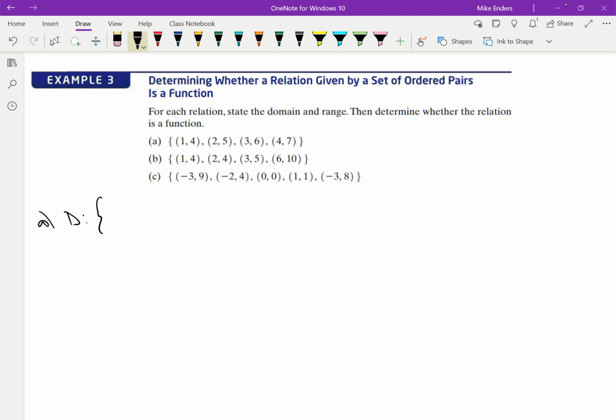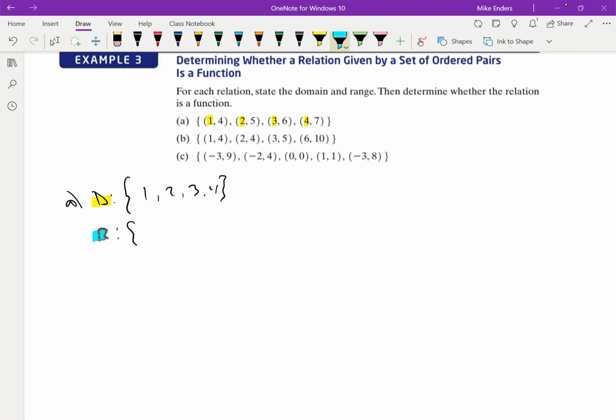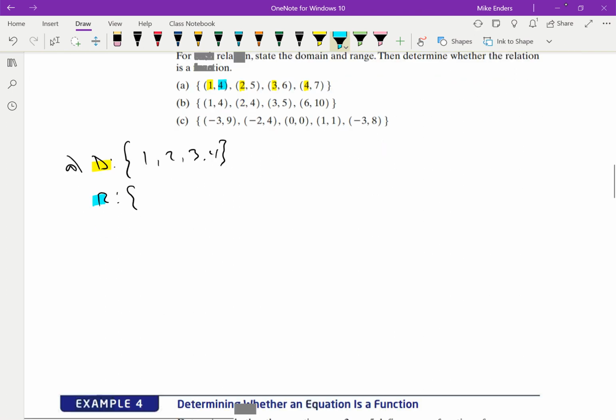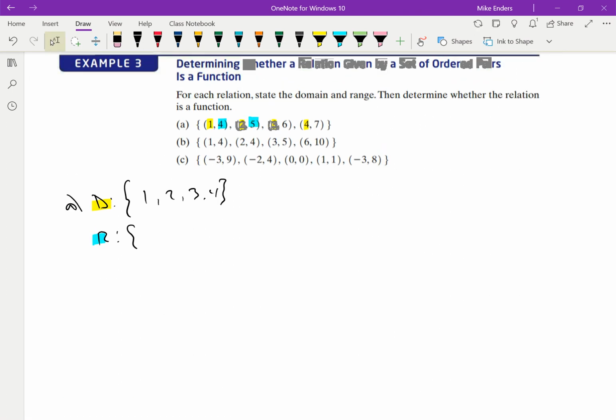So my domain are all my x values. All my x values in this first item are 1, 2, 3, and 4. Okay, so that was everything in my domain. And in my range then, those are going to be all of my y values. I got 4, 5, oops, my board's moving a little bit here, 4, 5, 6, and 7. So I can go ahead and write those down here, 4, 5, 6, and 7. So I have my domain, I have my range.